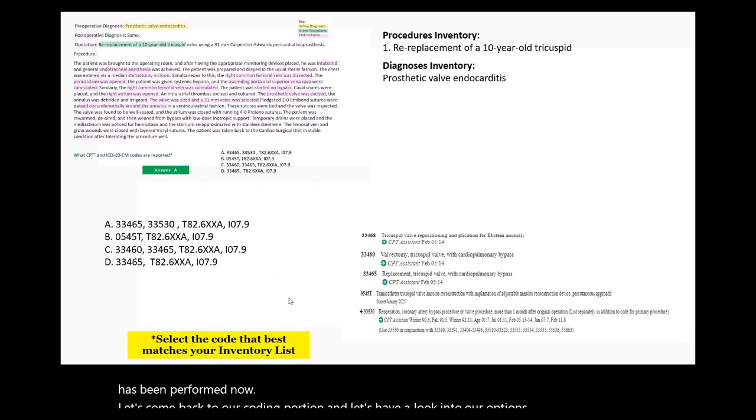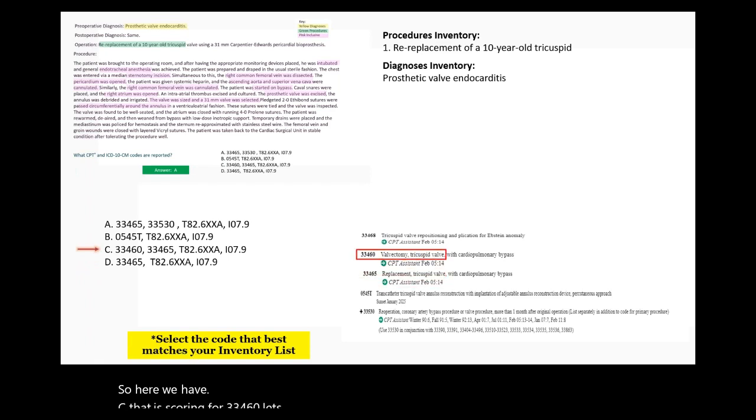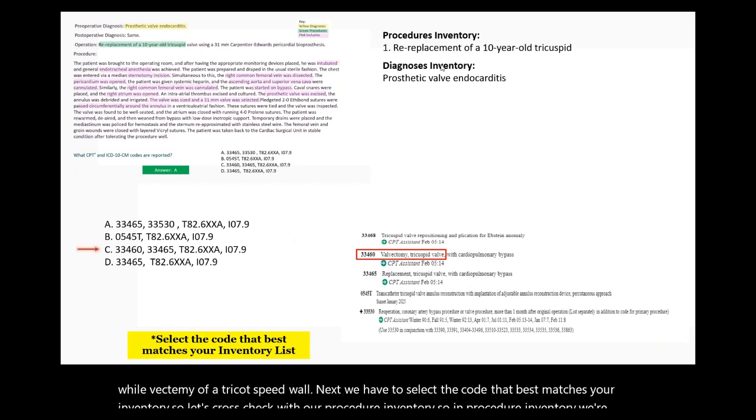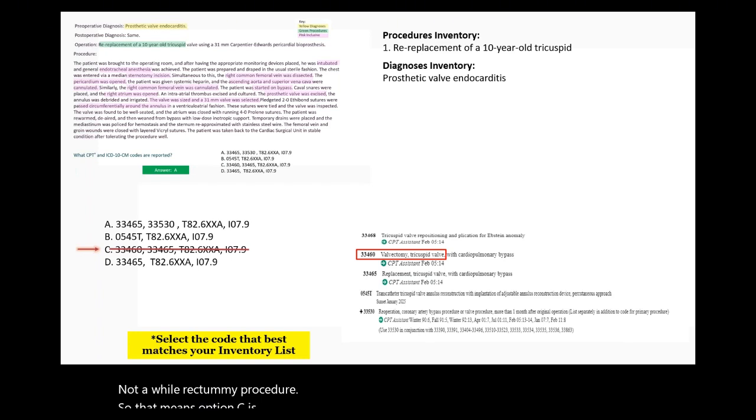So here we have option C, that is coding for 33460. Let's have a look into the code for 33460. 33460 is coding for a valvectomy of a tricuspid valve. Next, we have to select the code that best matches our inventory. So let's cross-check with our procedure inventory. In the procedure inventory, we have a replacement of the tricuspid valve and not a valvectomy procedure. So that means option C is incorrect. It's not matching with our procedure inventory.